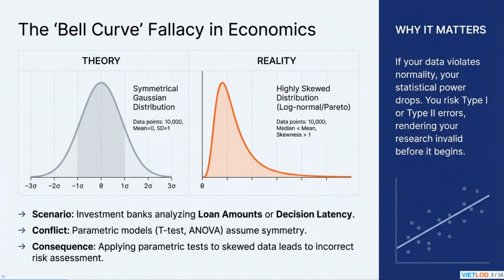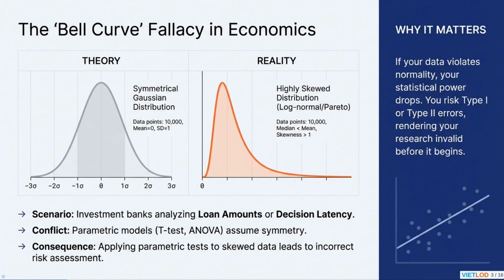The conflict arises when we apply parametric models, like t-tests or ANOVA, which inherently assume this perfect symmetry, to inherently skewed data. The consequence of ignoring this mismatch is significant. Your statistical power diminishes, and you face a higher risk of committing type 1 or type 2 errors, ultimately rendering your research findings invalid before they even begin.